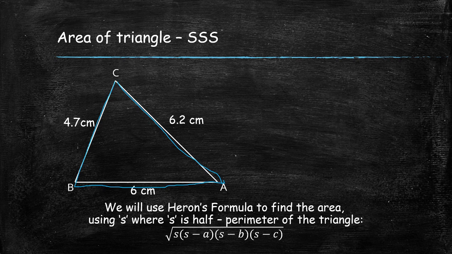is the semi-perimeter or the half perimeter of the triangle. So we put S in the formula, square root of S into (S minus A) into (S minus B) into (S minus C). For more details, please check out my previous video on area of triangles part 1. So after we calculate, we get the area as 13.2 centimeter square.